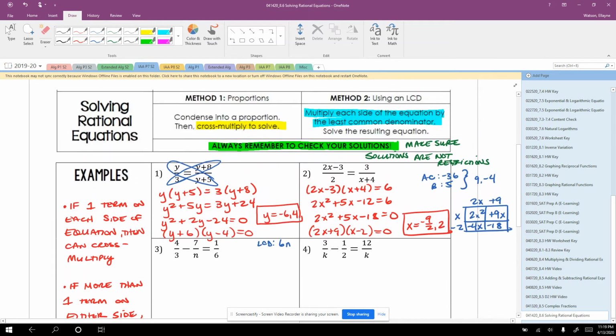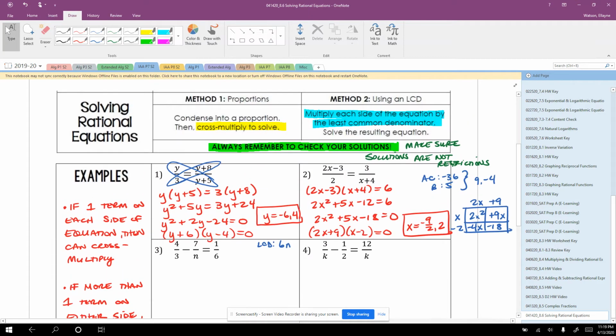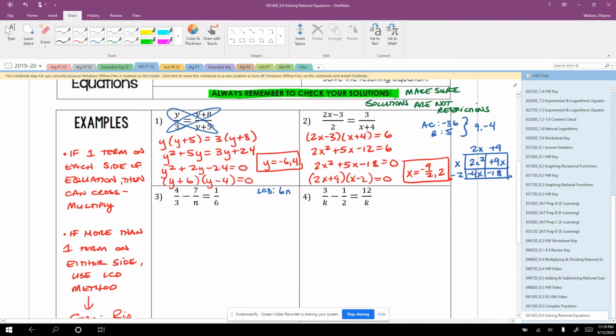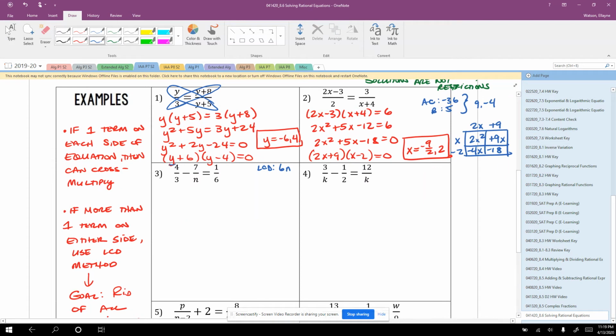If you go back to the top here, the directions say multiply each side of the equation. So whatever you do to one side, you have to do to the other side, right? Because we're dealing with an equation now, not just an expression, but an equation. So what I want to do here is multiply both sides by this LCD. So I'm going to multiply by 6n.